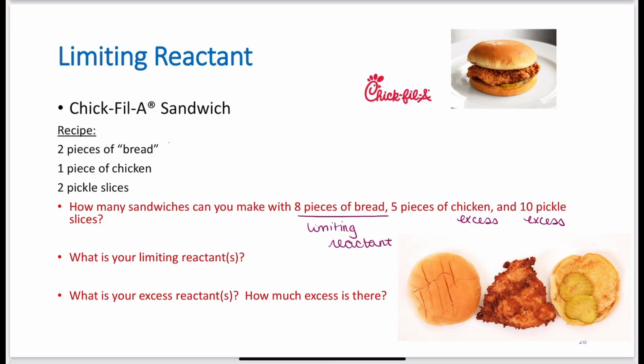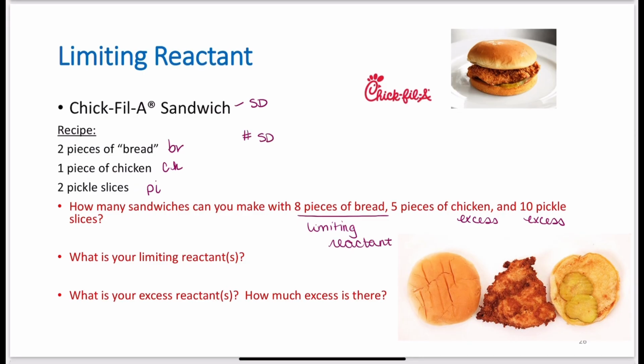Well, let's treat our bread as a lowercase br, just because we don't want to confuse it with the element bromine. For chicken, I'm going to do lowercase c, lowercase k, and for pickle slices, I'm going to do a pi. Okay, and they are going to make a sandwich, which I'm going to call SD. So let's do the stoich here.